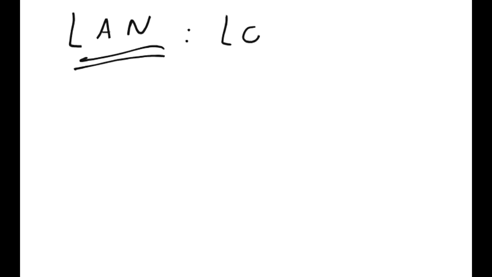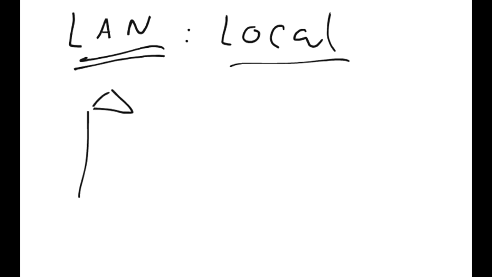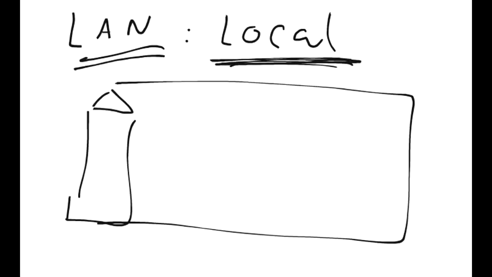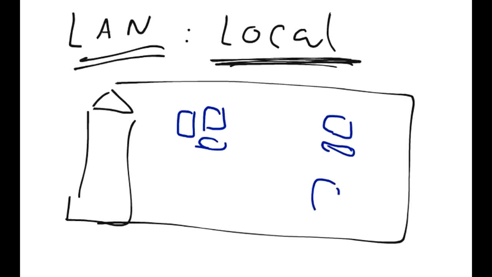So let's start with LAN. LAN means local area network, the network which is based in a building. For example, if you have a small network in your house, then you have got a local area network. Let us suppose we have got a desktop computer, and your brother has a laptop computer, your sister has a tablet, and your dad has a mobile phone.